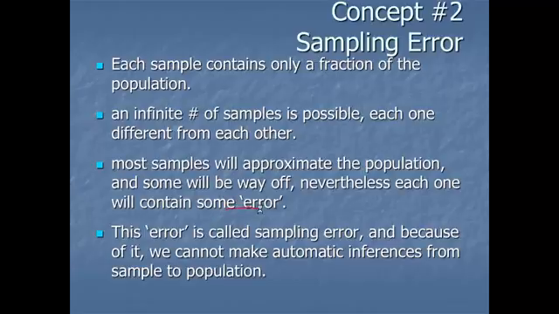Sampling error. We know that each sample contains only a fraction of the population. That's the whole point. An infinite number of samples is possible. So every time you take a sample, it could be a little bit different result. Most samples will approximate the population, but they will all contain some error. So I did talk about that in the previous video as well.